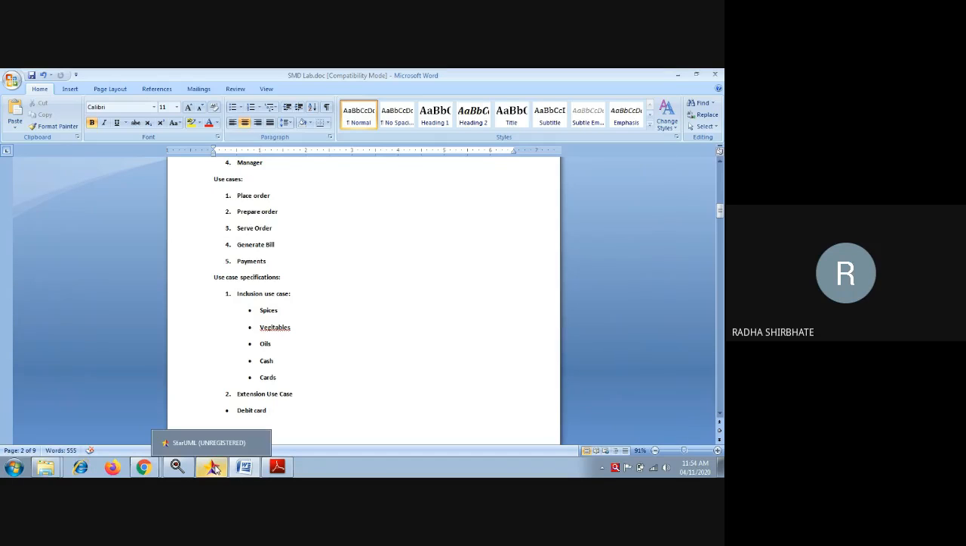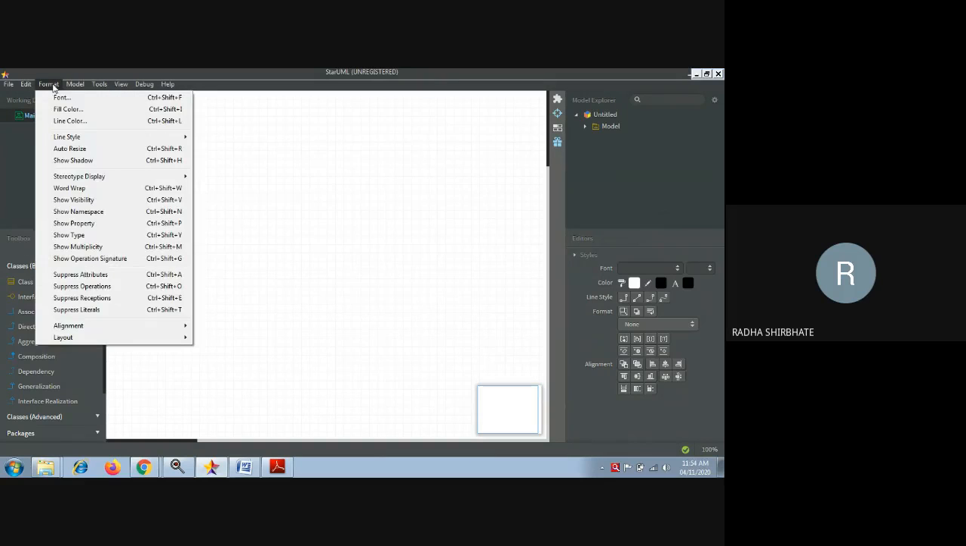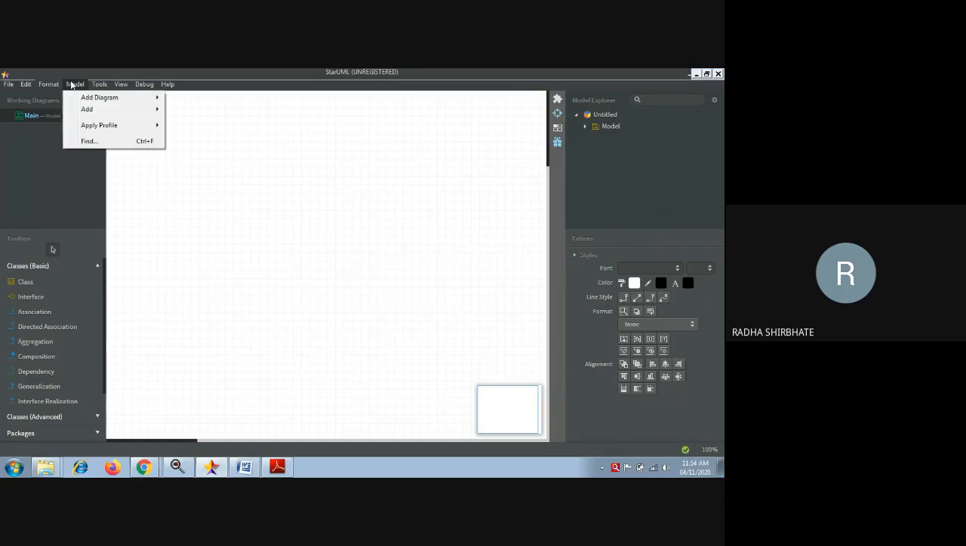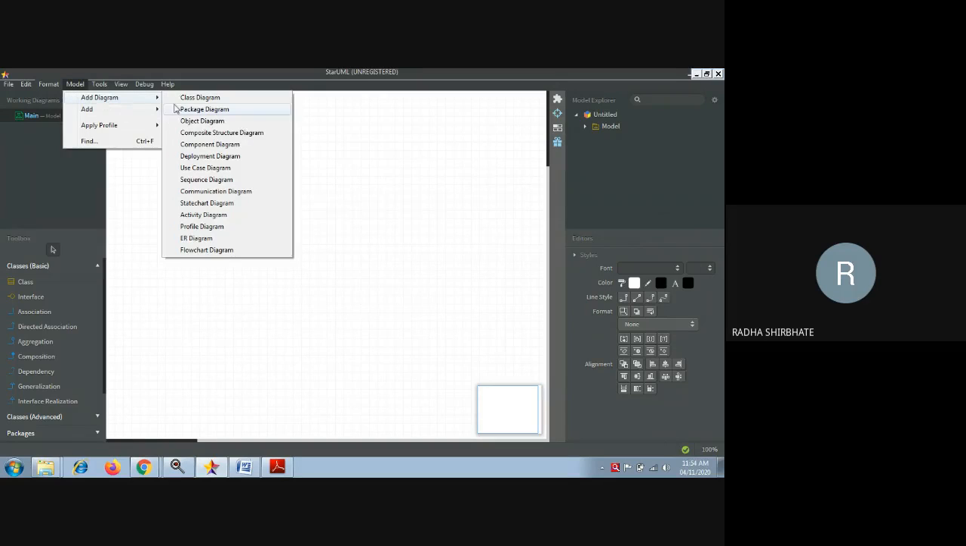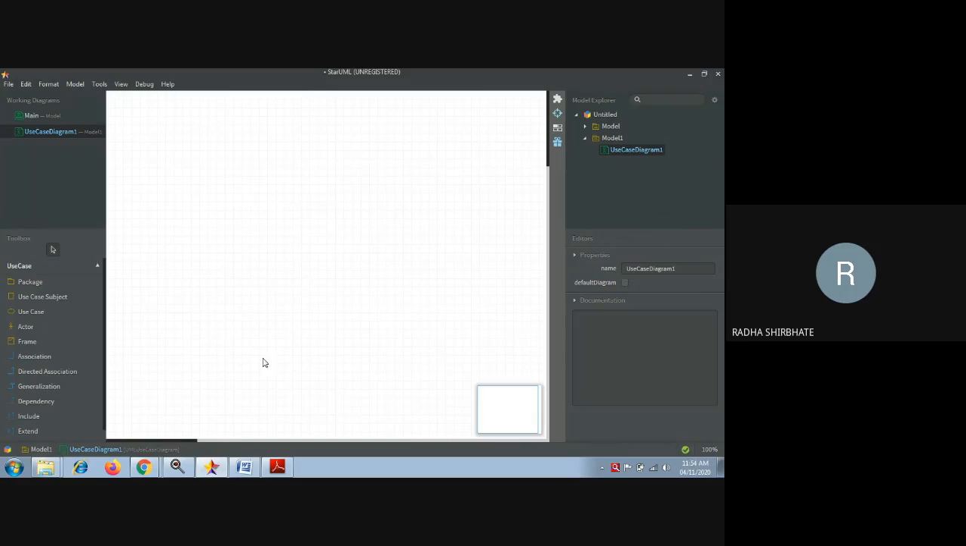So now let us see how it will look. This is your StarUML environment, where you are going to draw a number of types of use case diagrams. Today we are going to proceed with the first one. So today we have to draw the use case diagram. We will add a diagram as a use case diagram. Once you click on the specific diagram name, its specific toolbox will appear on the left side of your screen. This is the toolbox that is used to draw your use case diagram.